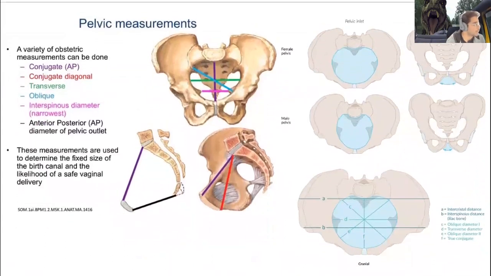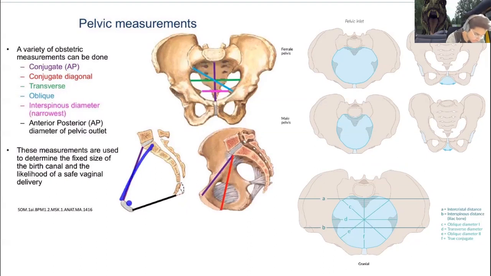The one that they often assess for whether a mom can do a safe delivery is of course the interspinous diameter, right? That is the most critical one that the baby's head has to pass through for a normal vaginal delivery. Whereas the other lines tend to remain fixed, because these lines, right?